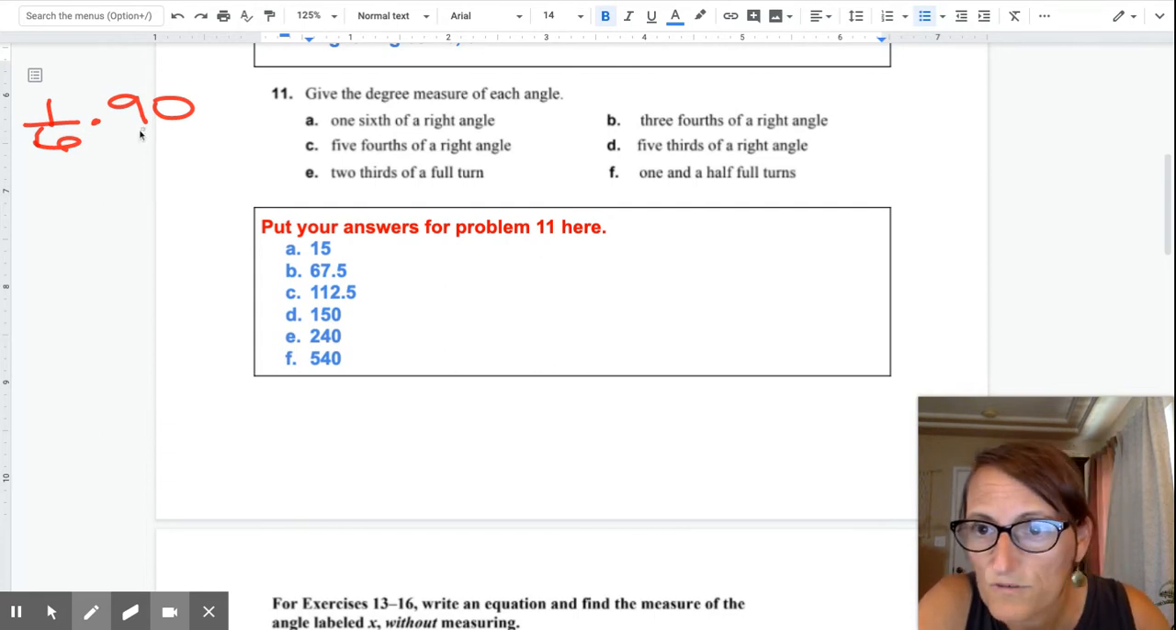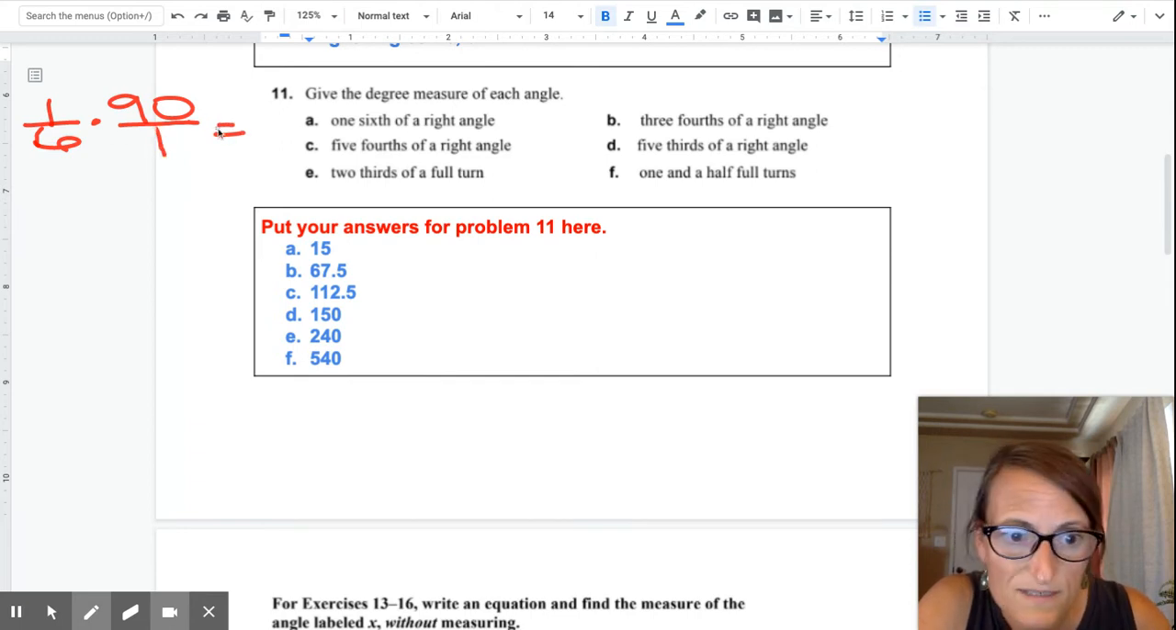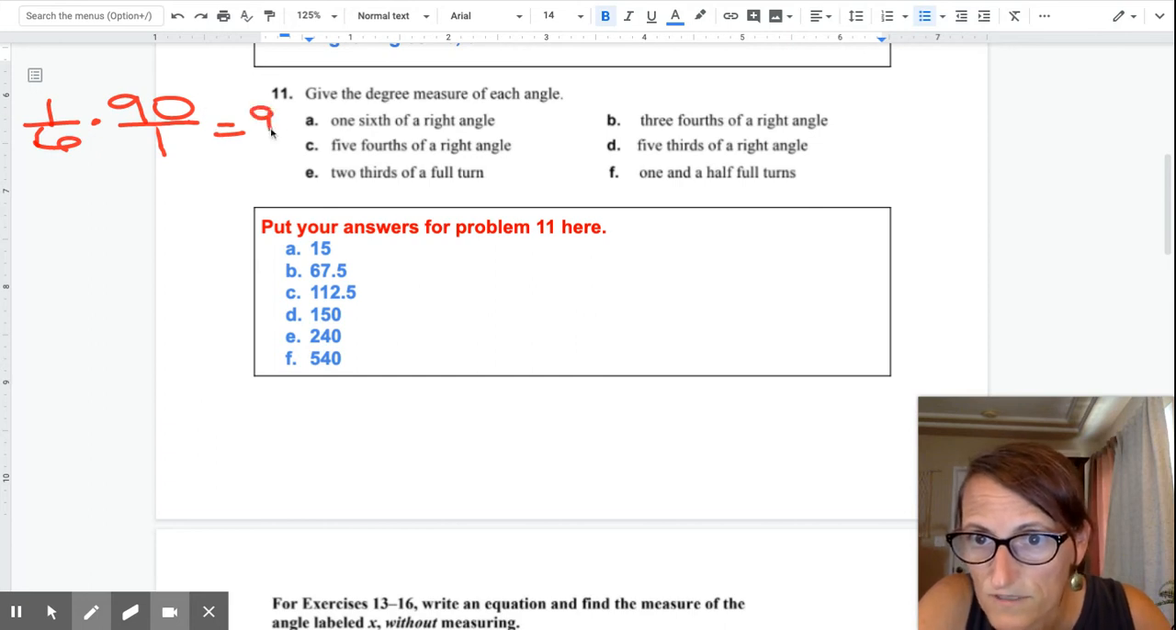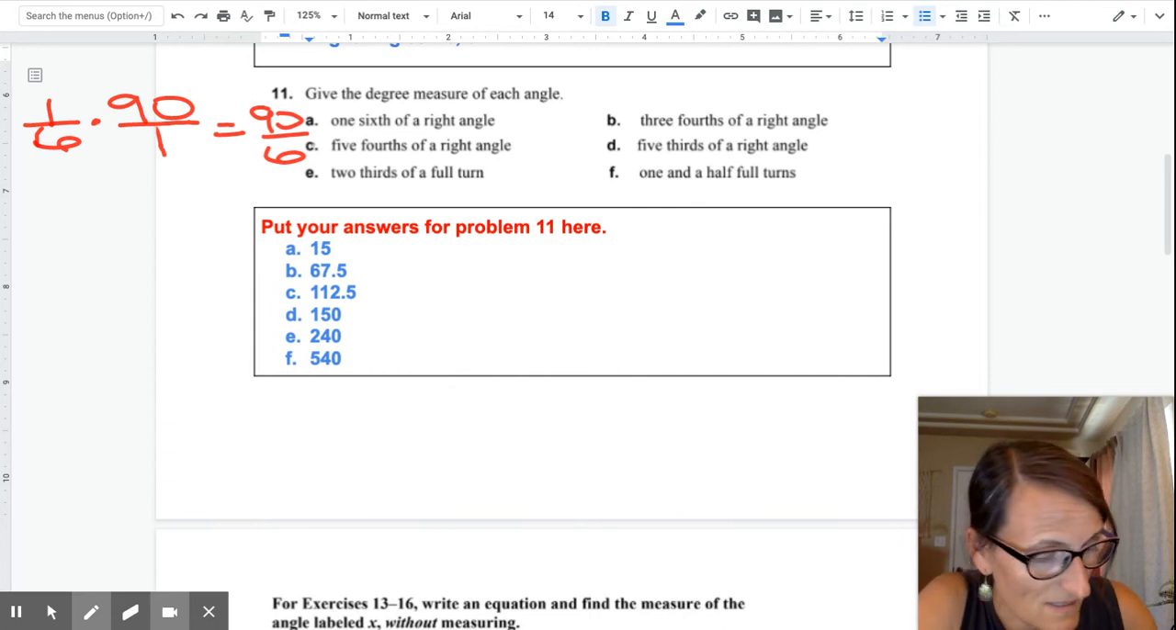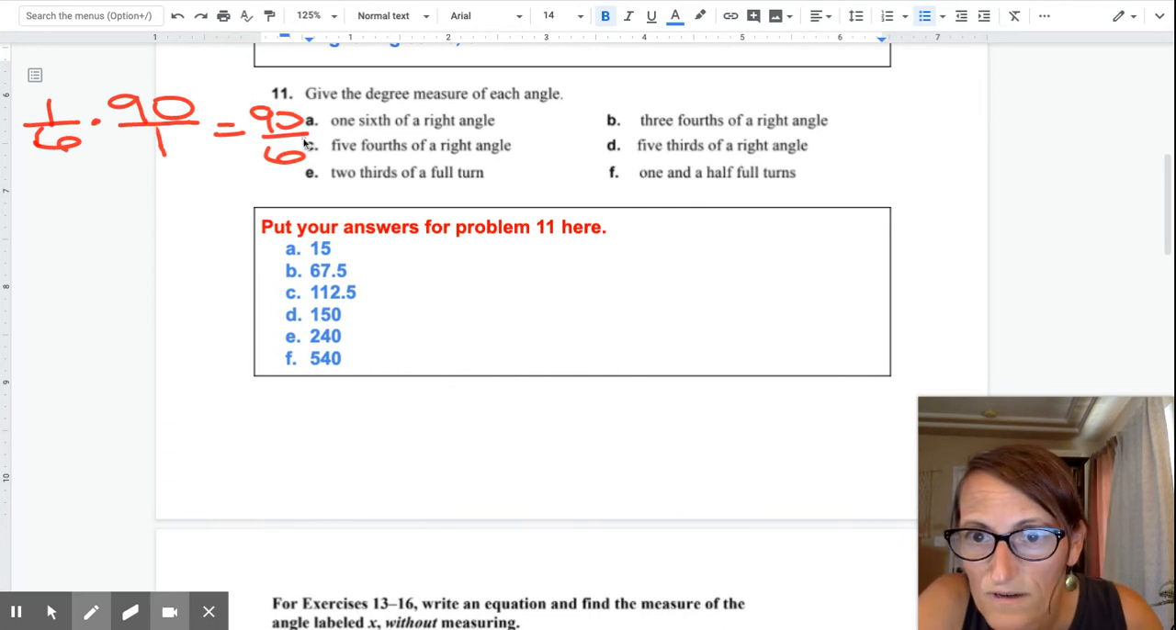If you want to do it like an actual fraction problem, you could think of 90 as 90 over 1, and you could multiply across the top, which gives you 90, and then multiply across the bottom, which is 6. And then we still end up doing 90 divided by 6. Remember, a fraction bar like that really just means division. Okay, for B, you're finding 3/4 of a right angle.